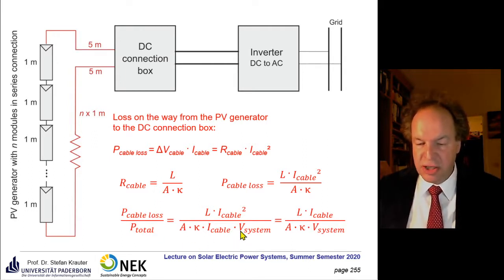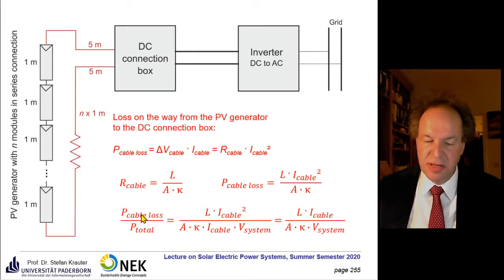So we have here additionally the system voltage times the I cable, which is our system power. And so this gets eliminated here. So we have just L times I cable divided by A times kappa times system voltage.